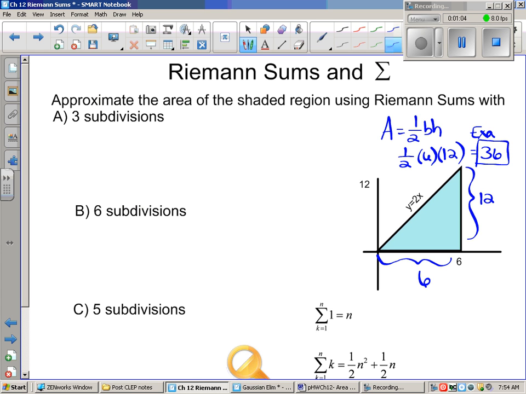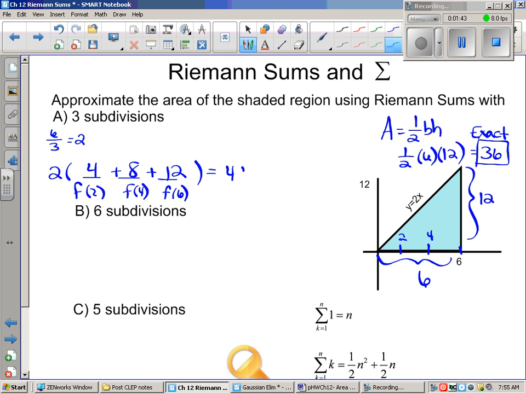Now we can see this is our goal. This is what it should look like. Let's see what happens if we did 3 subdivisions. The length of that interval is 6. We're going to divide it by 3, so that's 6 divided by 3, which gives me 2. So I'm going to put 2 on the outside, and I'm going to figure out 3 different heights. My first bar would be measured at 2, then another at 4, and the last one at 6. So I'm going to do f of 2, f of 4, and f of 6. Since we have the equation there, 2x, we're going to plug that in to get what those are. Hopefully that's relatively easy for you. So we have 24 times 2, which is 48. That's a decent approximation, but you'll notice it's pretty far from the exact value.